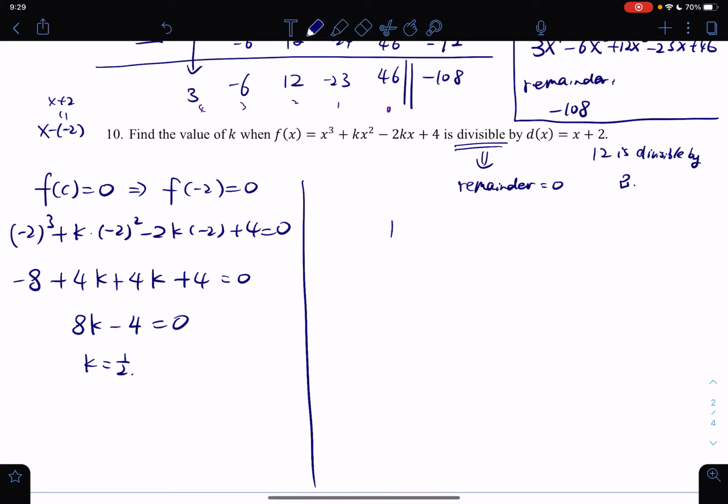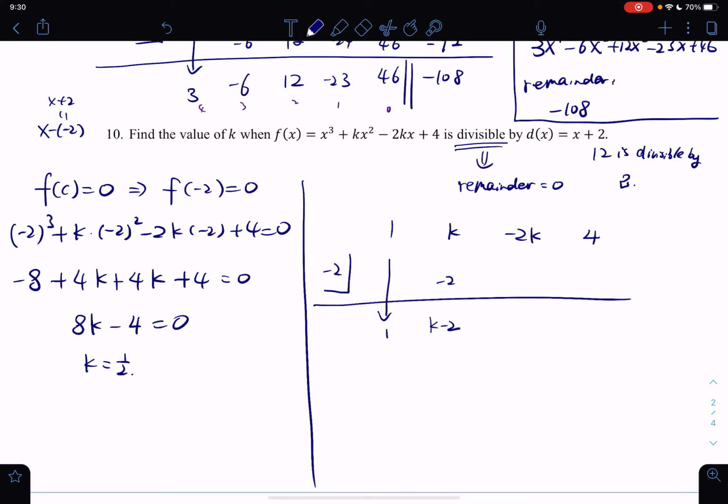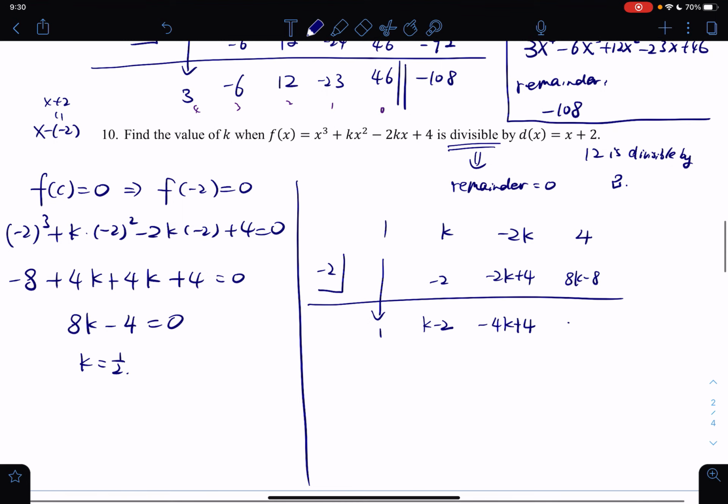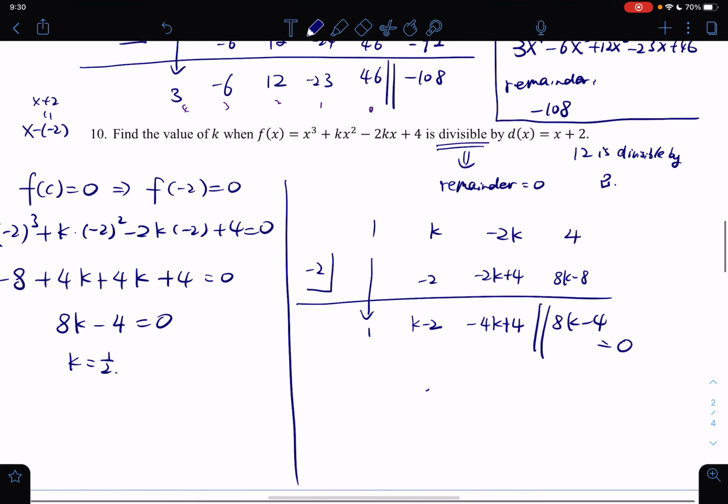Another way of looking at it is divisible, which means remainder is 0. Remainder is 0, which means when you carry out your synthetic division, you should end up with a 0. So you are going to carry out your synthetic division. It's 1 here, it's negative 2, so it's k minus 2. K minus 2 times negative 2 is negative 2k plus 4. You add them together, it's negative 4k plus 4, and you times 2, which is 8k minus 8. So you add up the 4 on the top, it's 8k minus 4, and like we said, remainder is supposed to be 0, so you get 8k minus 4 is 0.